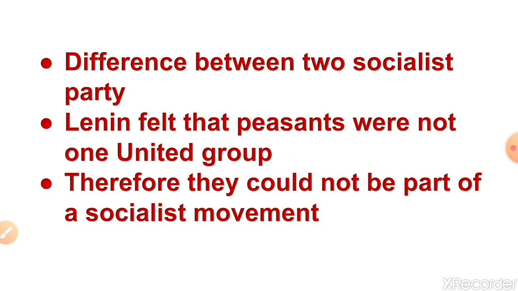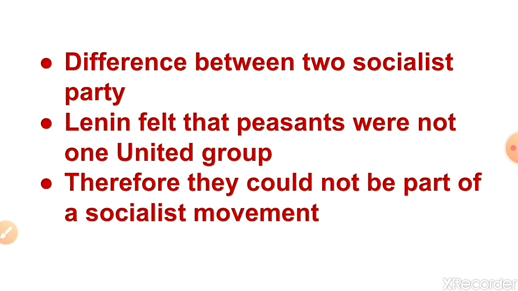But social democrats disagreed with social revolutionaries about the decision of peasants. Did you see the difference between these two socialist parties? So Lenin felt this difference showed that peasants were not united. Some were poor, some were rich, some worked as laborers, while some were capitalists who were also employers. Given these differentiations within them, they could not be part of the socialist movement.